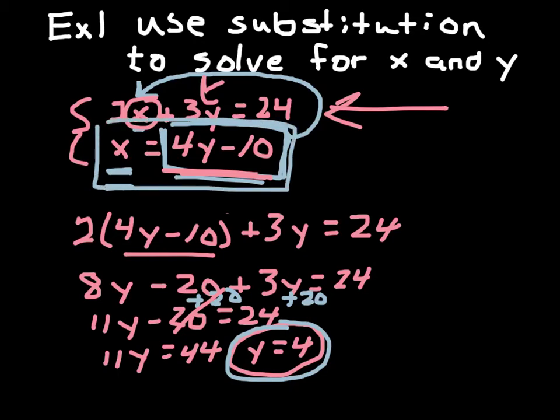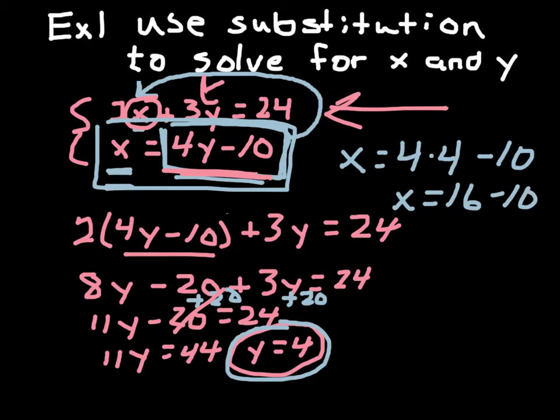I know what y is, so I'm going to take, let's see, x is equal to 4 times whatever y is, which now I know is 4, and subtract 10. So x is equal to 16 minus 10, so x is equal to 6. So I can write it now as x equals 6 and y equals 4. That would be a great way to write it.